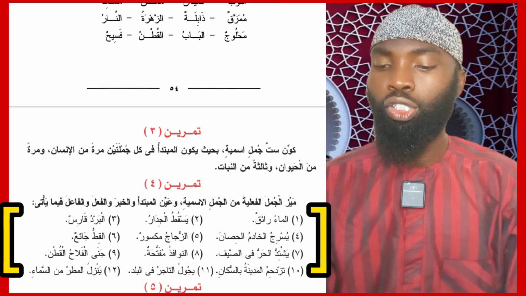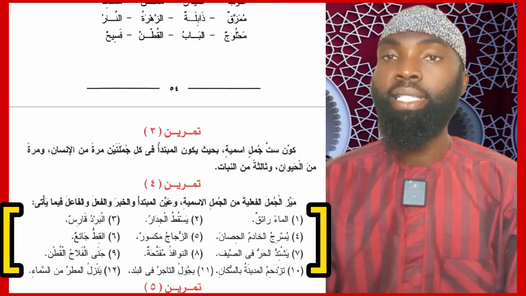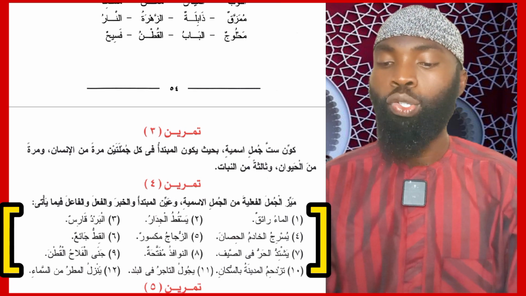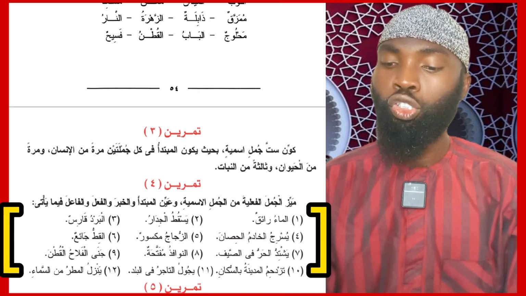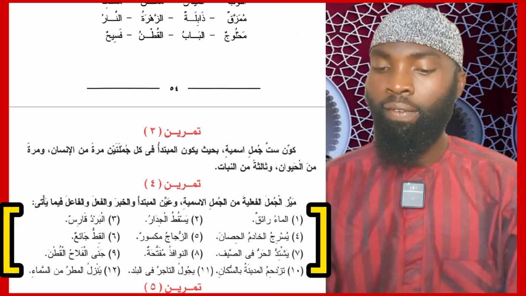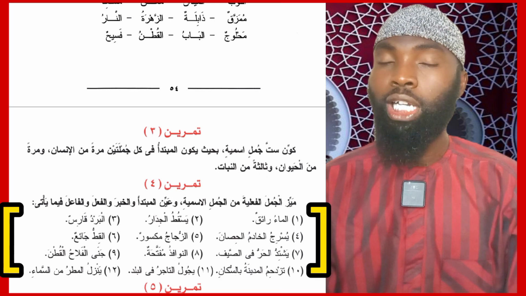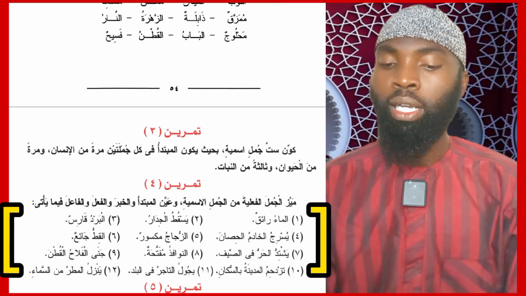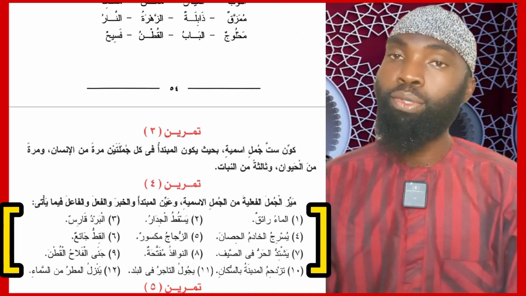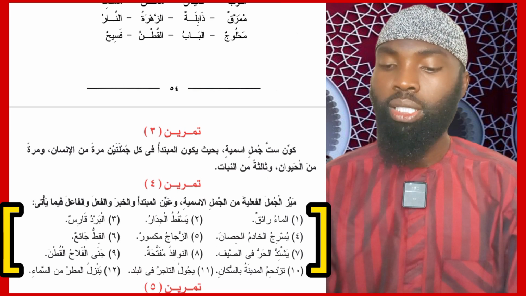And next we have yusriju al-khadim al-hisana, the slave is plaiting or braiding the horse. So yusriju, this is also fa'ilun, jumlatun fi'liya. Then we have al-khadimu al-hisana. Then next we have az-zujaju maksurun, the bottle is broken. So az-zujaju, the bottle, maksurun, this is a jumlatun ismiya. So az-zujaju is the mubtada and maksurun is the khabar.